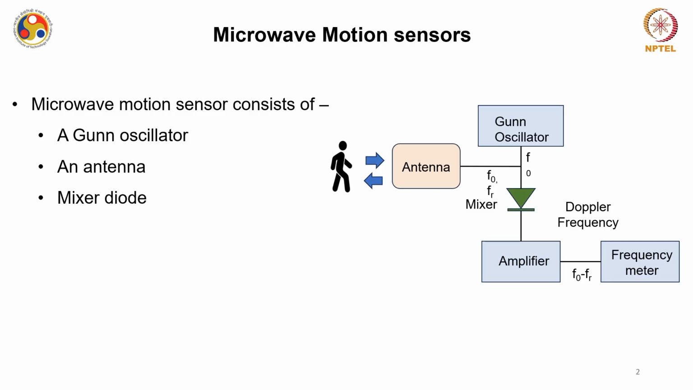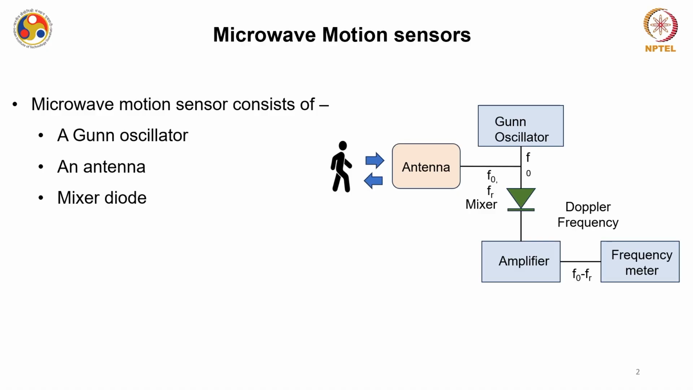So, let us see microwave motion sensors. If you remember, the ultrasonic occupancy sensor was simply based on a transmitter and a receiver, and we discussed that a piezoelectric diaphragm can generate an ultrasonic wave, and it can also act as a receiver because piezoelectricity is a reversible phenomenon.